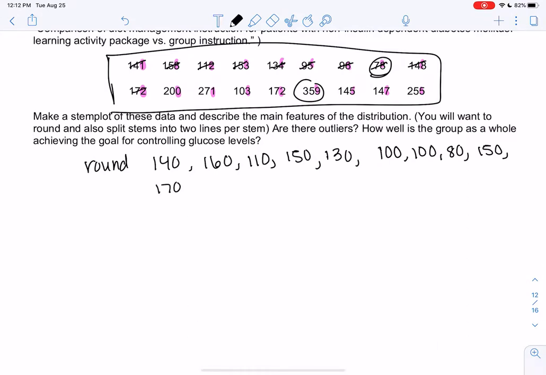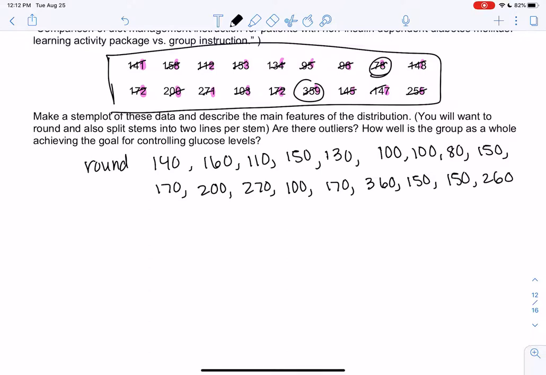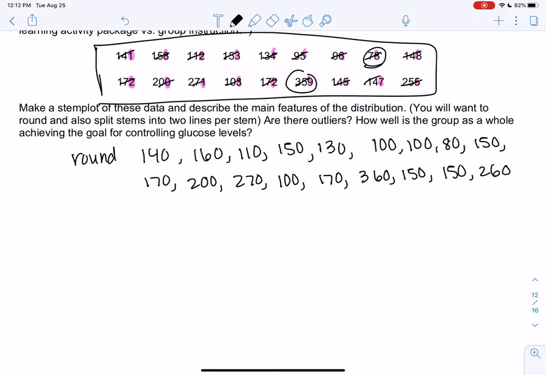172 stays 170, 200 is rounded, 271 would go down to 270, 103 goes to 100, 170, 359 goes up to 360, 145 goes up to 150, 147 is 150, and then 255 is 260. If you don't remember rounding rules, let me know, and I can go into more detail.